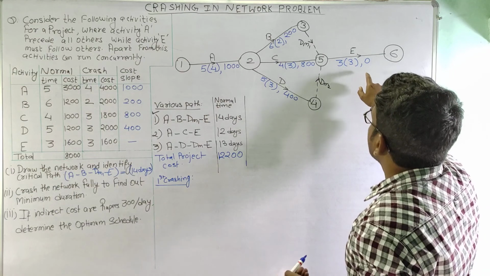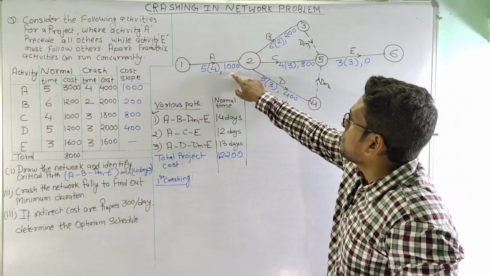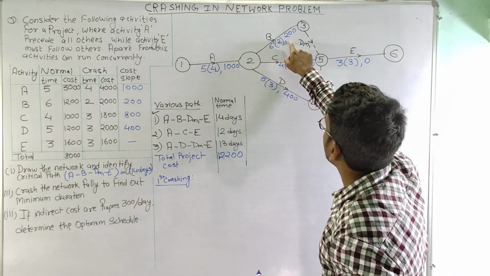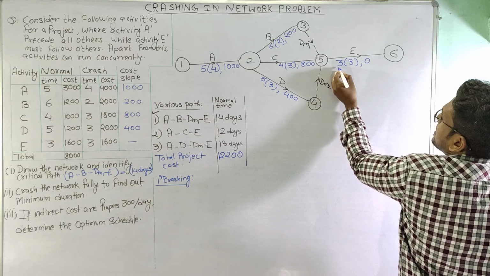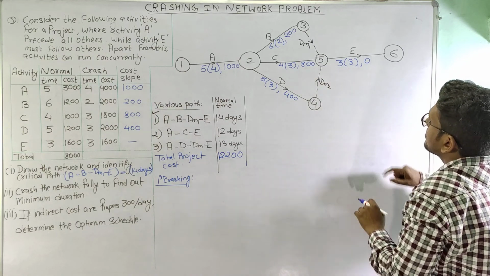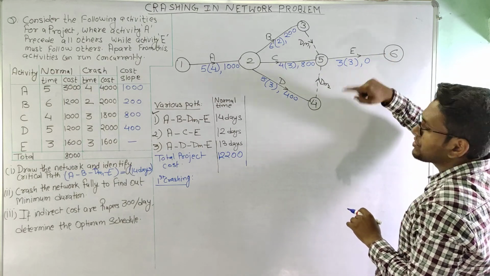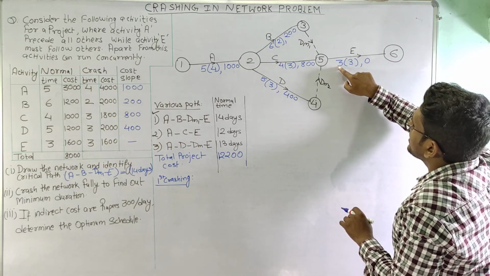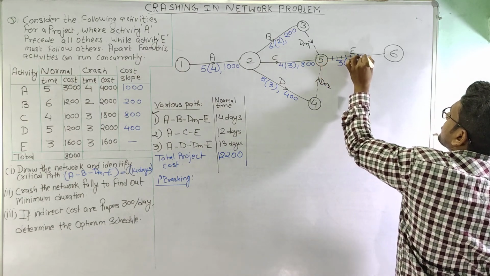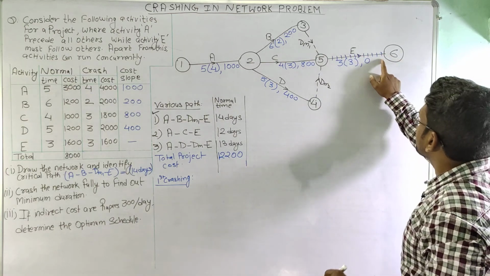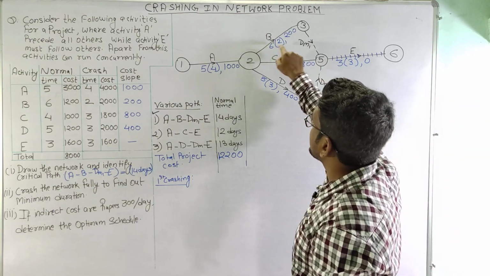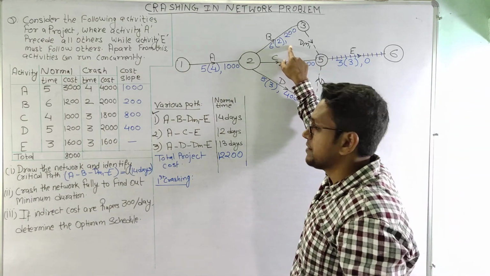So as from here we can see that we can only crash among these two activities, because for activity E, the normal time and crash time are equal. That means this activity cannot be crashed further because these two times are equal. So we will show it in this form, which represents that no more crashing takes place in activity E. So as of now we have two activities between which we need to select.